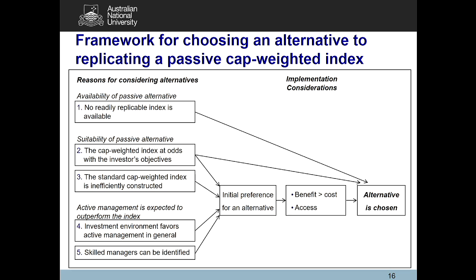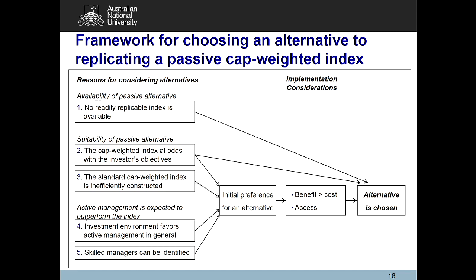Right? So if you want to invest in private equity as an asset class, there is no passive private equity index. You need to go active by the very nature of private equity. But if there is a passive option, you then ask yourself, is it suitable? So first of all, is the cap-weighted index, so the passive option, at odds with my objectives? Am I an ESG investor and the passive option has non-ESG stocks included? That might be enough to just tell me to go active, or it might give me a preference for being active, at which point I'll weigh the benefits and costs, and providing the benefits are more than the cost and I can access it, I'll go active.